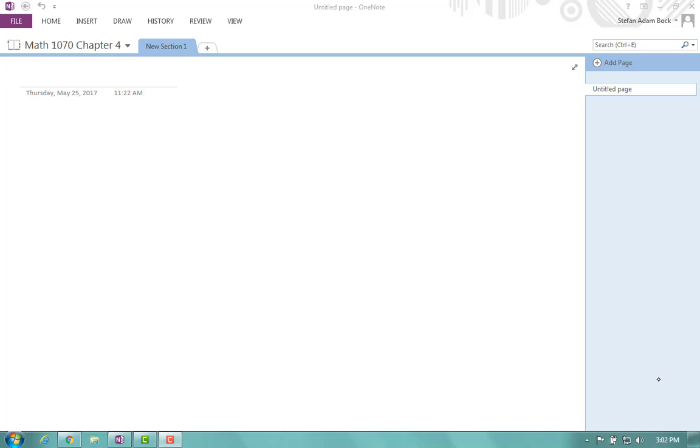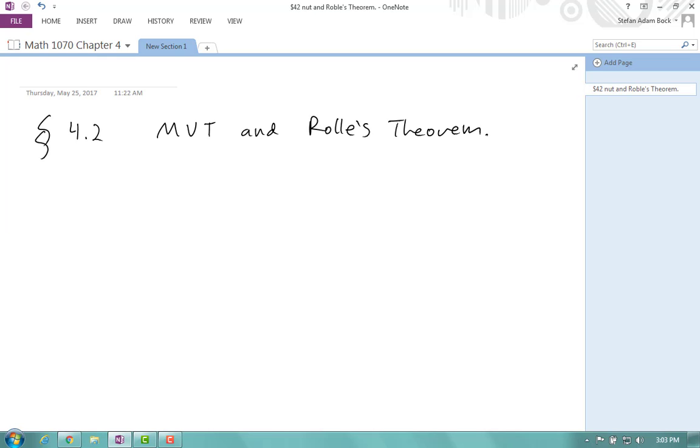The first thing I'd like to cover out of Chapter 4 is Section 4.2, which is the mean value theorem and Rolle's theorem. These are both theorems dealing with average and instantaneous rate of change and how they occur together for our differentiable functions. So first we have Rolle's theorem.